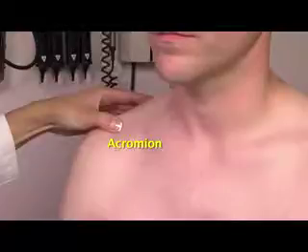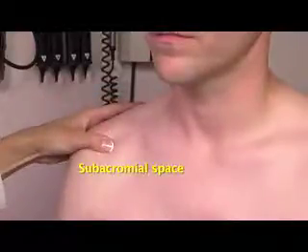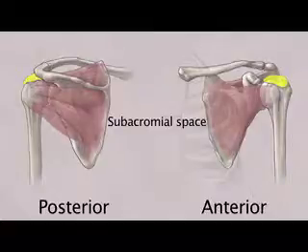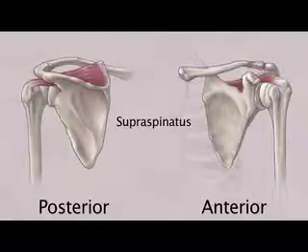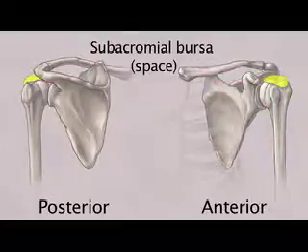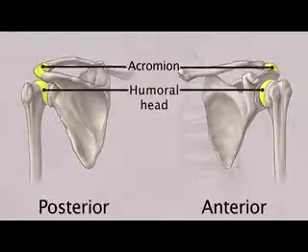Next, palpate over the acromion and into the subacromial space. Tenderness in this region may suggest subacromial impingement or injury of the supraspinatus tendon. Subacromial impingement is caused by compression of the rotator cuff, the subacromial bursa, and other soft tissue structures between the humeral head and the undersurface of the acromion.